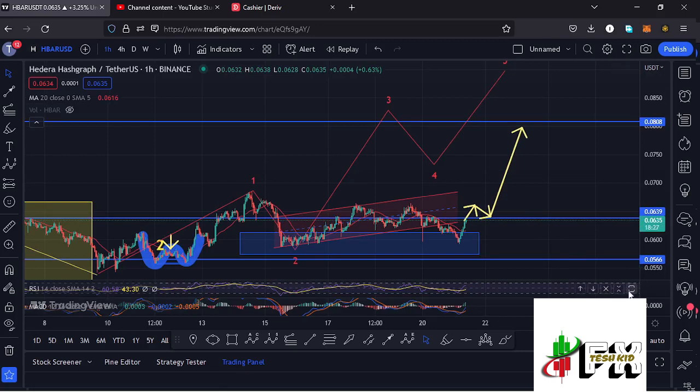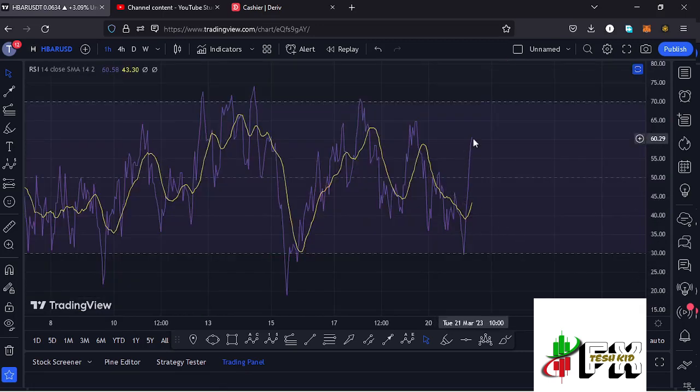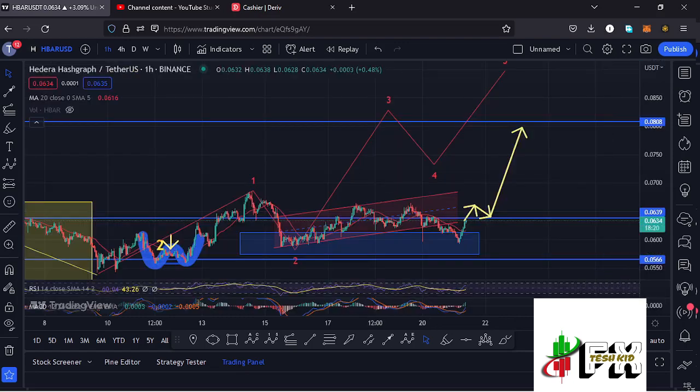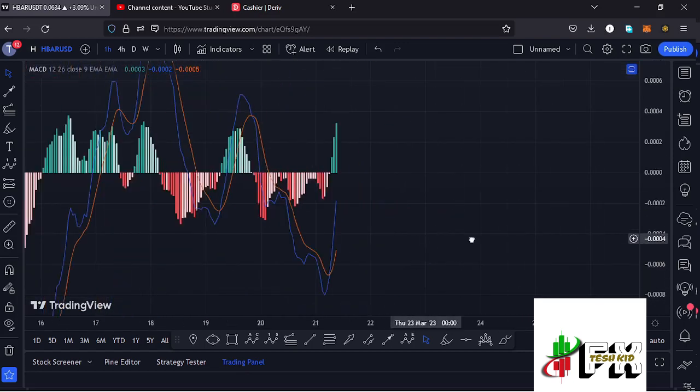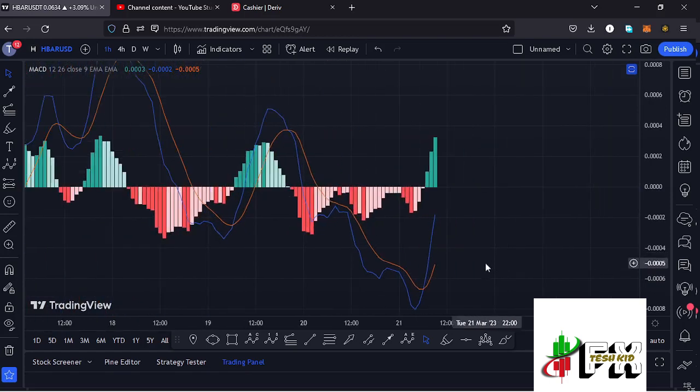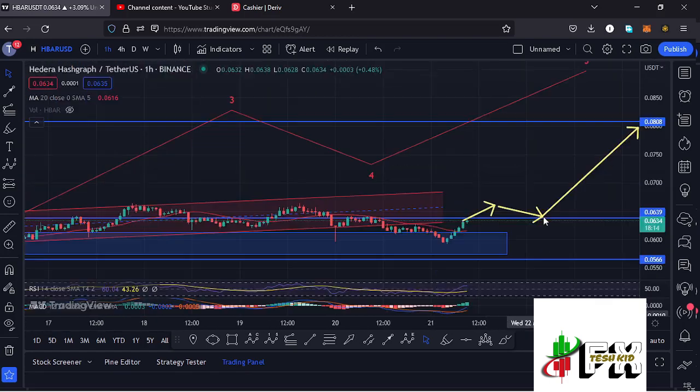And also taking a look at the indicators on the RSI, we are trading at around the 60 mark, meaning we have massive room for us to fully support higher prices. Also taking a look at the MACD, we have been able to print a bullish cross, fully supporting higher prices. So let's be patient and see how that plays out, and I'll be keeping you updated.